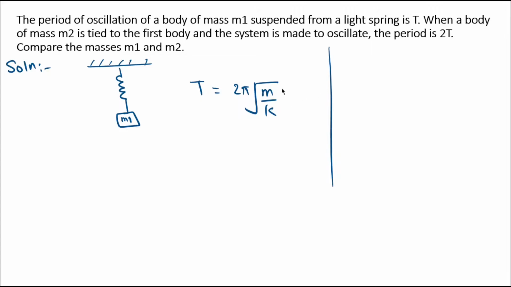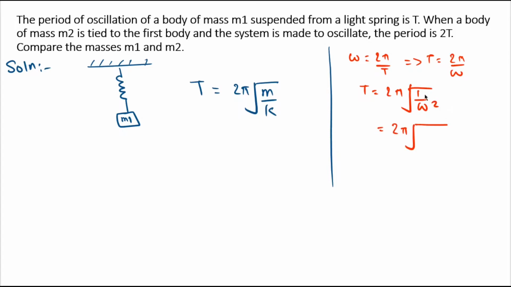So we can say that T is equal to 2 pi root under m by k. Now if you wonder how this formula came, we know that omega is equal to 2 pi by T, which implies T is equal to 2 pi by omega. Now we can write it as T is equal to 2 pi under root 1 by omega square, and multiplying m in the numerator and denominator this will become m upon m omega square. Now we know that m omega square is equal to k, which implies T will be 2 pi root under m by k. So this is how this formula came.